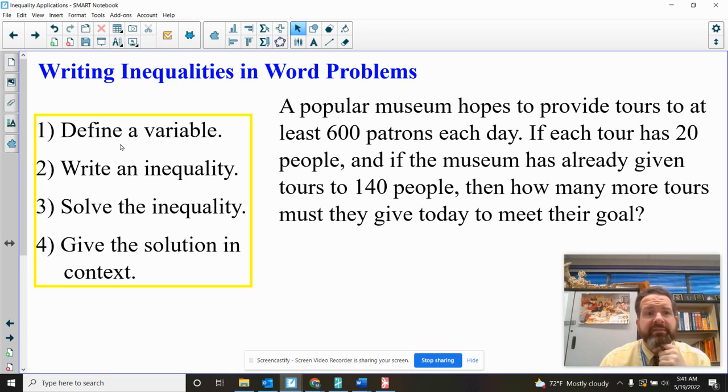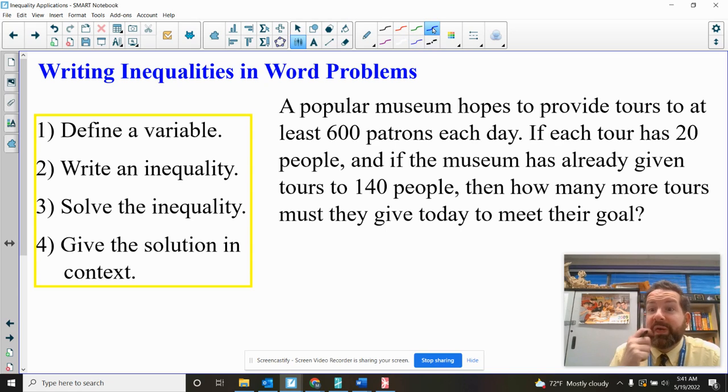Here are the steps we're going to follow whenever you have a word problem. First off, define a variable, write an inequality, solve it, and then give the solution in context, meaning in words again. So take a moment, read through this, pause, and unpause when you're ready to move on. Let's take a look at what we have.